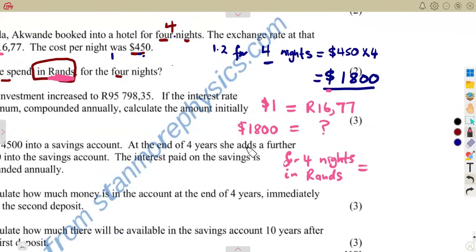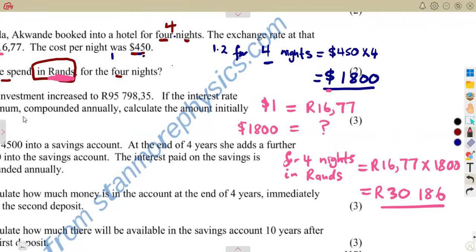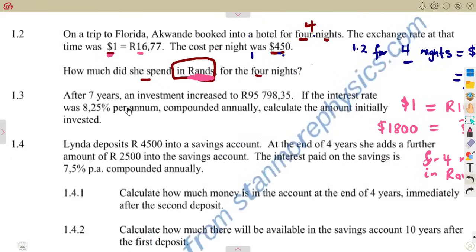What if you have 1,800? For each one dollar it's 16.77, so you multiply 16.77 times 1,800. Whatever you obtain, in rand, is going to be 30,186 rand for 4 nights. She was going to spend 30,186 rand.